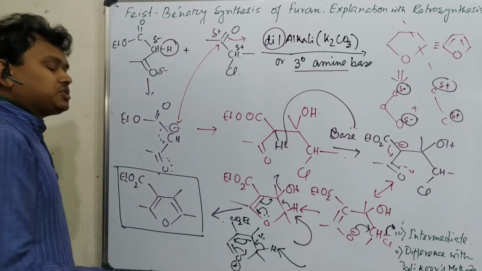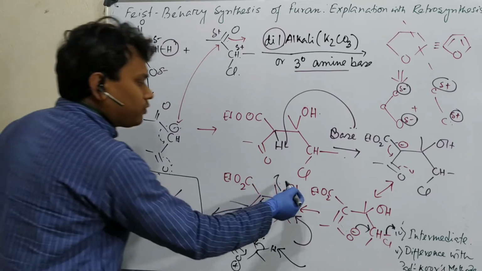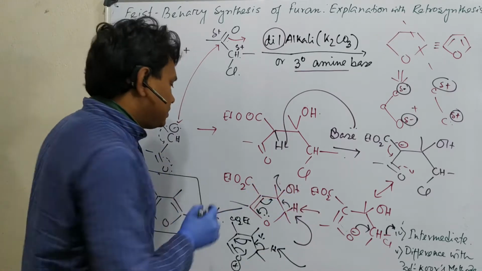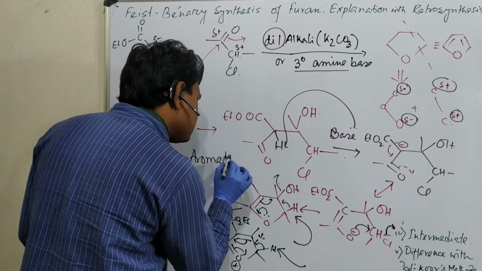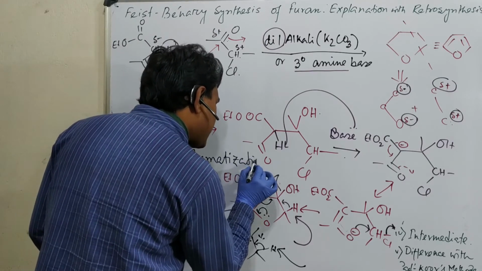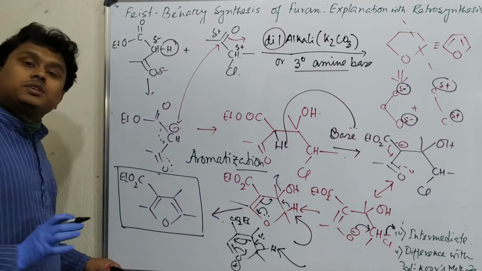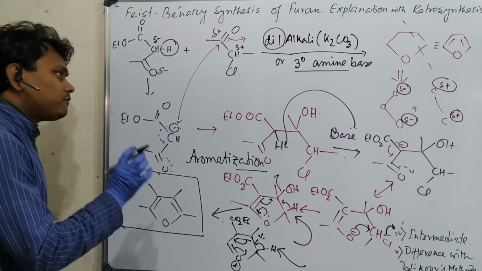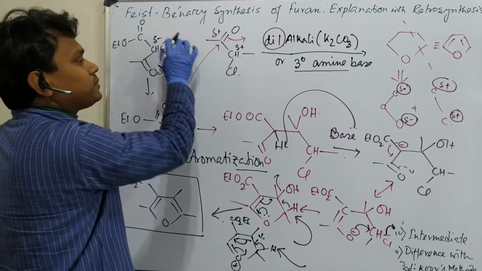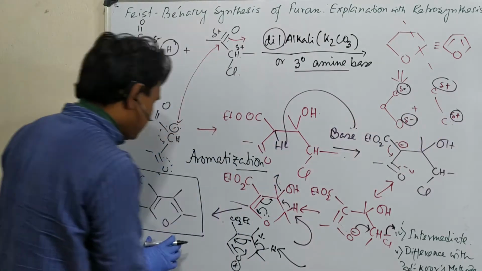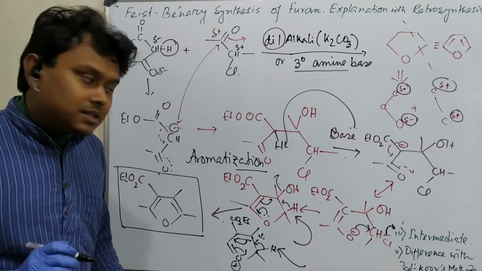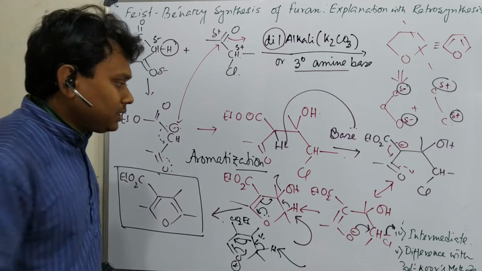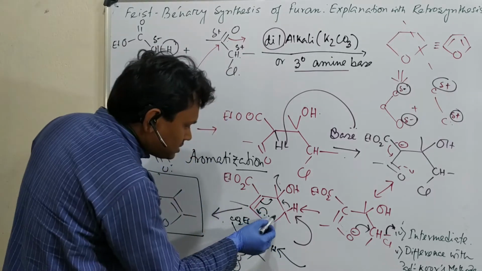Now question, why did this step happen? What is the driving force for this elimination of water? That is a very important topic, aromatization, because the product furan is aromatic. So in this way, that is the first strategy of the Feist-Benary method to prepare furan. Now question, as I told, what type of intermediate is it, and how do we prove that this is happening in this way? This is the intermediate.